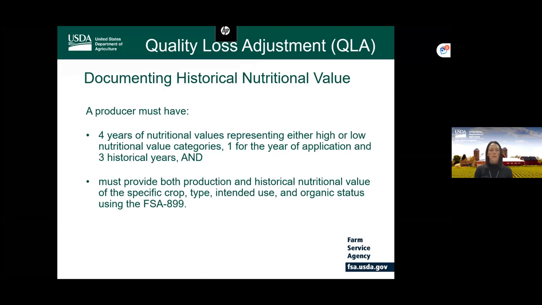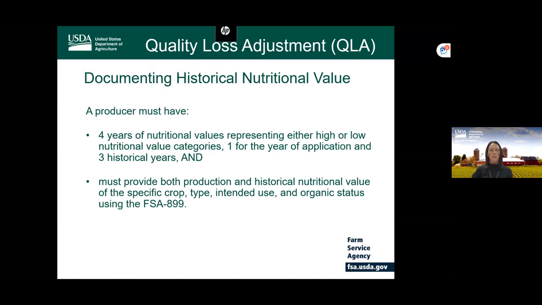A producer must have 4 years of nutritional values representing either high or low nutritional value categories, and one for the year of application, which is one for the year of application and 3 historical years. In addition to that, they must also provide both production and historical nutritional value of the specific crop type, intended use, and organic status on the FSA 899.